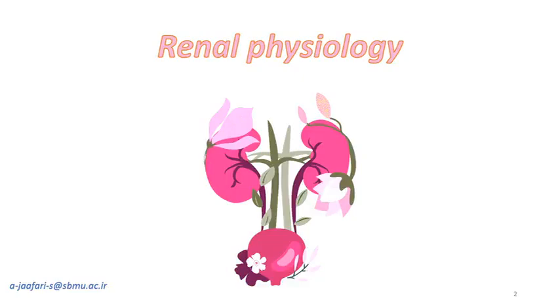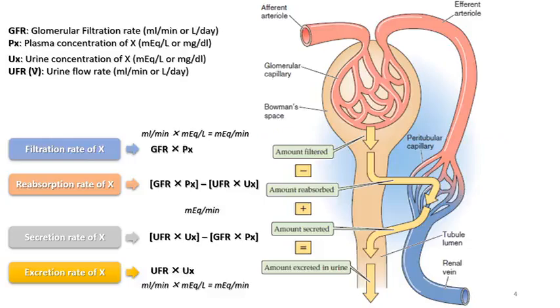Today we are going to talk about tubular processing of substances after they are filtered into the renal tubules. After filtration of plasma from the filtration barrier at the level of glomerular capillary, many different substances with different concentration will also be filtered into the Bowman's capsule and renal tubules.